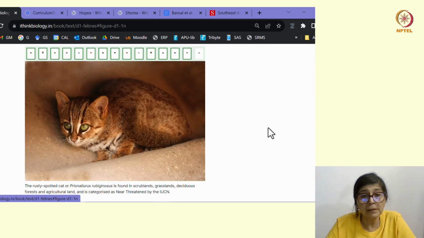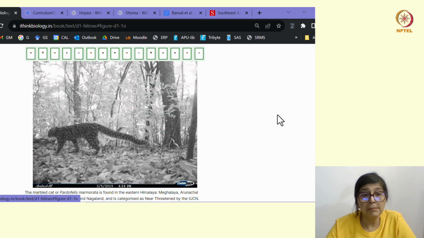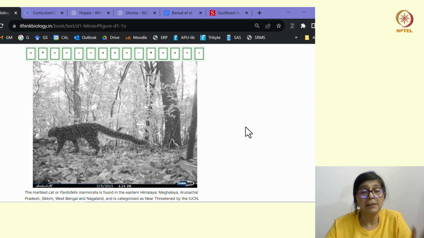Rusty spotted cat. It's an endemic species, near threatened, occurs in the grasslands, shrublands, Western Ghats. I have been very fortunate to see a few of them myself. And the marble cat. This is again a very beautiful cat. Near threatened, occurs in northeast India, Meghalaya, Arunachal, Sikkim, and some parts of West Bengal and Nagaland too. So these are the different cat species.